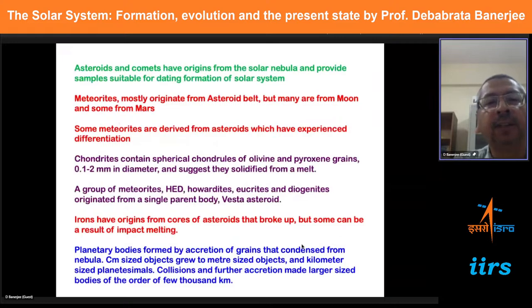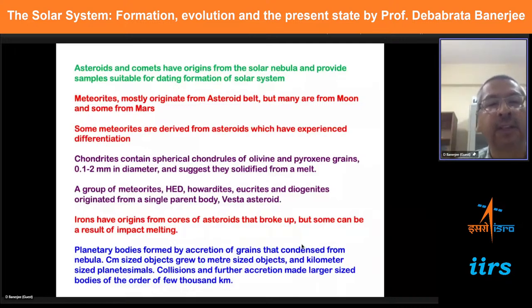Asteroids and comets have origins from the solar nebula and provide samples which are suitable for dating the formation of the solar system. Meteorites originate mostly from the asteroid belt, but they are also from the Moon and Mars. Some meteorites are derived from asteroids which have experienced differentiation. I will explain this when I discuss the lunar evolution.